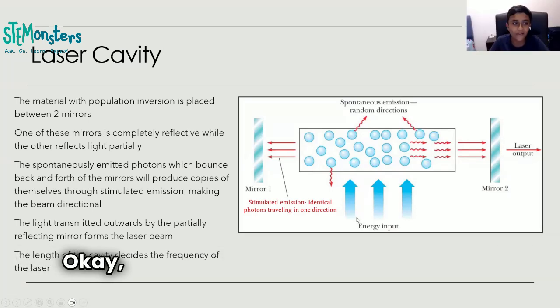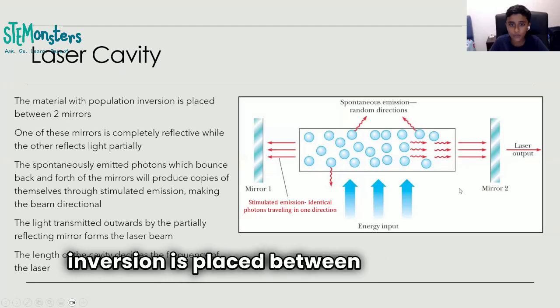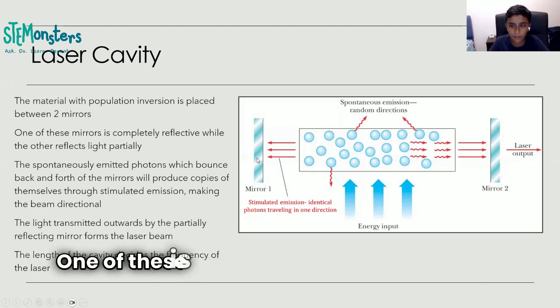Okay. So the material with the population inversion is placed between two mirrors. One of these is completely reflective, while the other one is partially reflective.